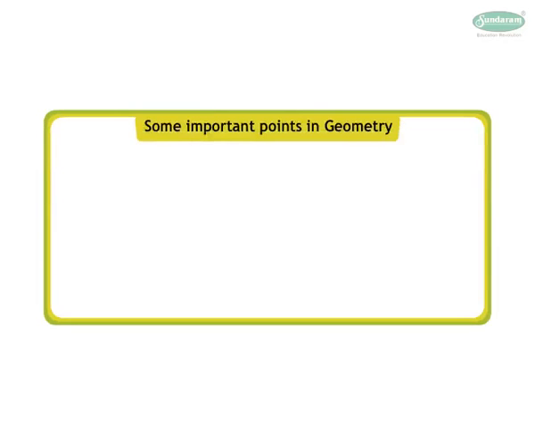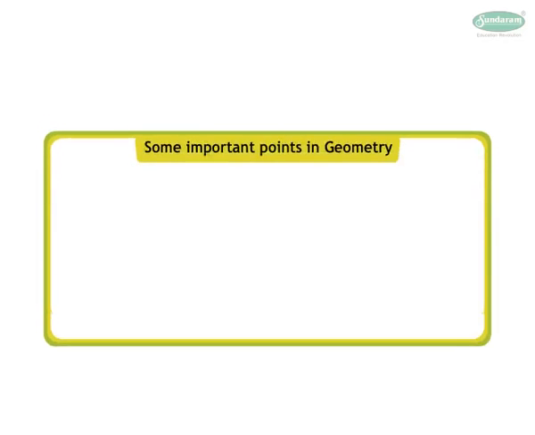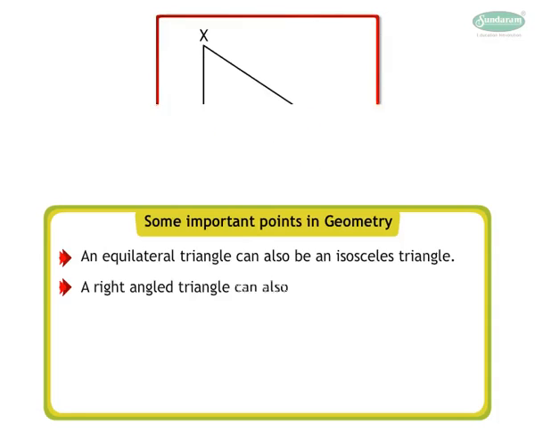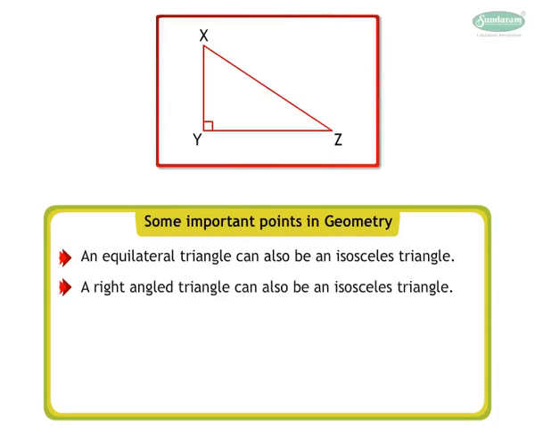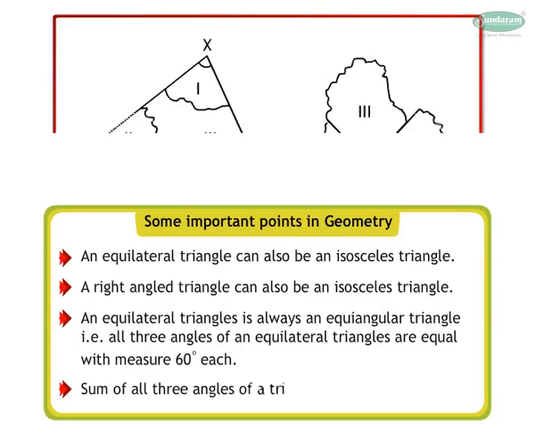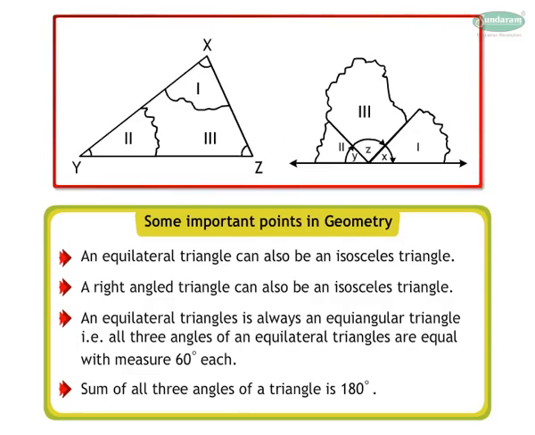Children, you need to remember some of the following points. 1. An equilateral triangle can also be an isosceles triangle. 2. A right-angled triangle can also be an isosceles triangle. 3. An equilateral triangle is always an equiangular triangle. That is, all three angles of an equilateral triangle are equal with measure 60 degrees each. 4. Sum of all three angles of a triangle is 180 degrees.